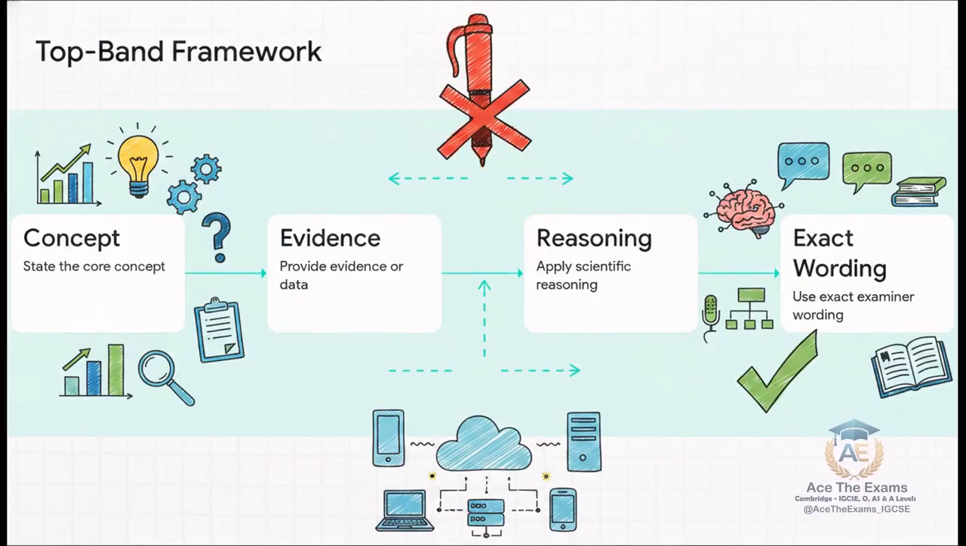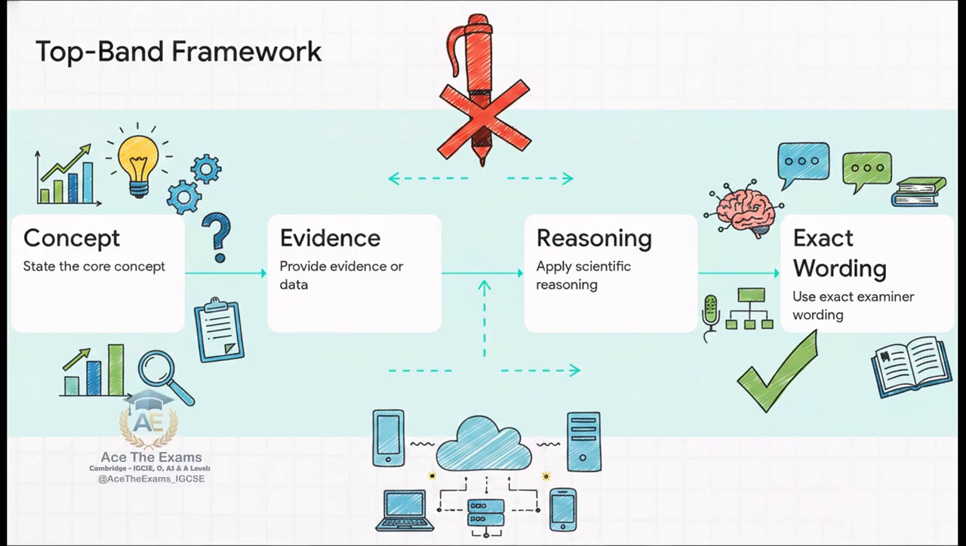To dodge that examiner's red pen, we've got to upgrade our thinking. We need to use this exact 4-step formula to craft top-band responses. Whenever you're asked to define a system, you need to state the concept, provide evidence or data, apply scientific reasoning, and, this is the big one, use the exact examiner wording. So let's apply this directly to computer networks.